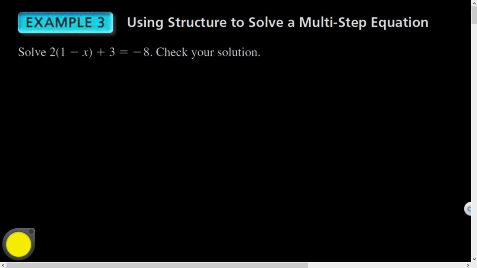We are continuing our solving multi-step equations with part 2, and we're looking at example 3. So it says solve the equation, and they say use structure. We'll see. I might do this distributing piece first, though.